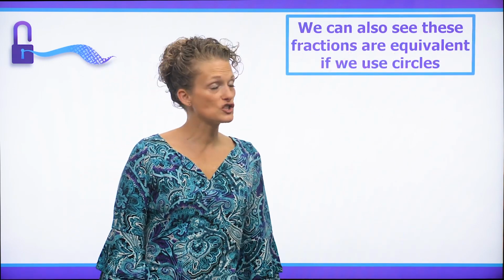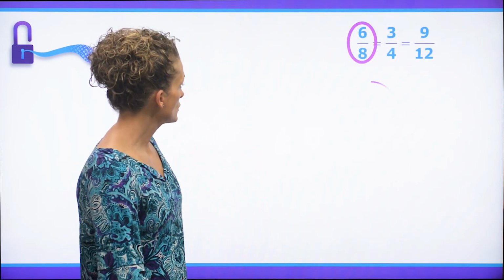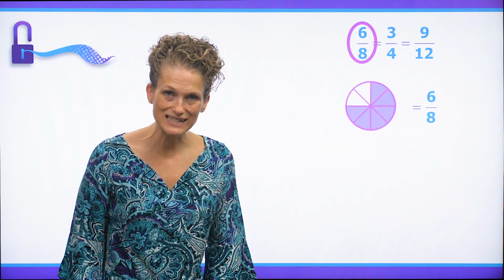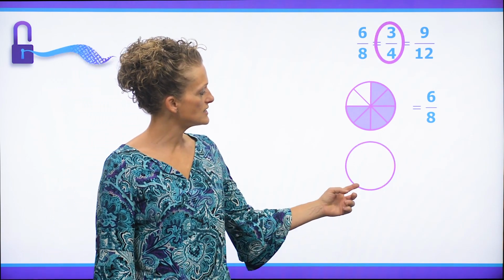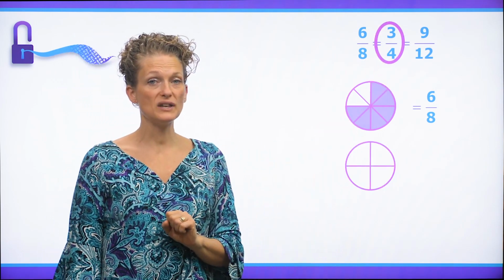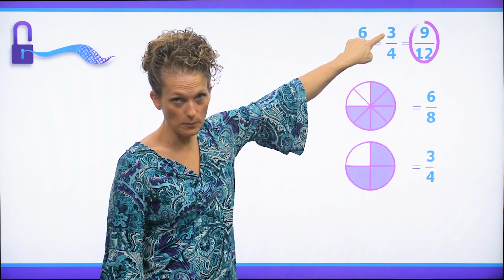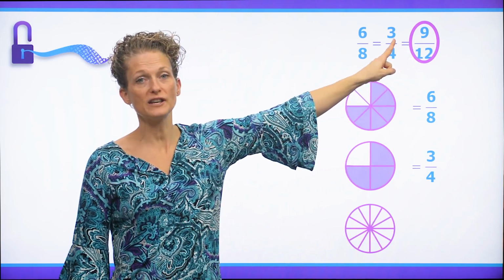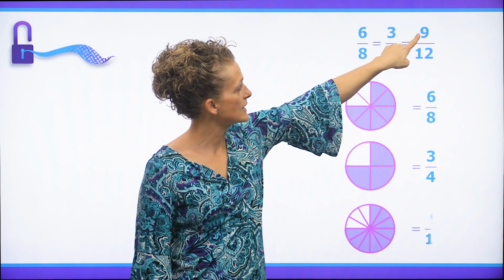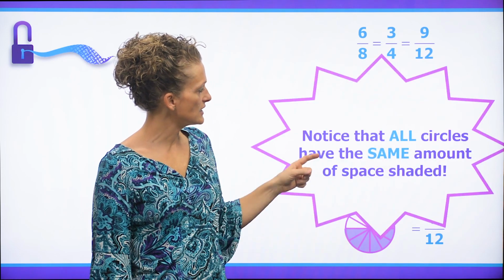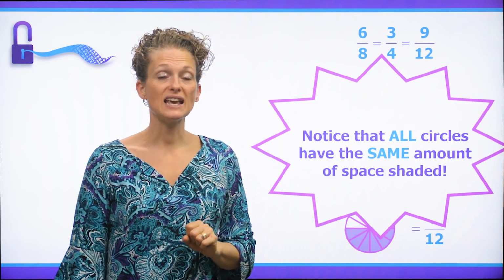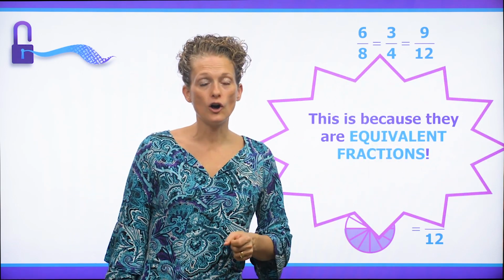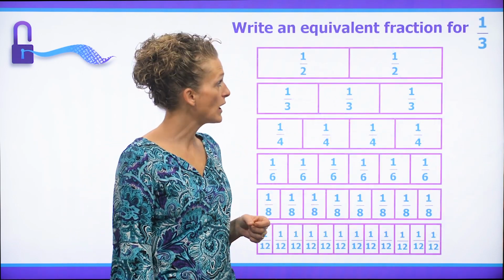Now we can also see that fractions are equivalent if we use circles. So we're going to take this circle, divide it into 8 equal pieces and shade 6 of them. Then we're going to take this circle, divide it into 4 equal pieces and shade 3 of them. That represents 3/4. And finally, we have a circle, we're going to divide it into 12 equal pieces and shade 9 of them. And you can see that in each circle, they have the same amount of space that is shaded. This is because they are all equivalent fractions, and that will always be true.